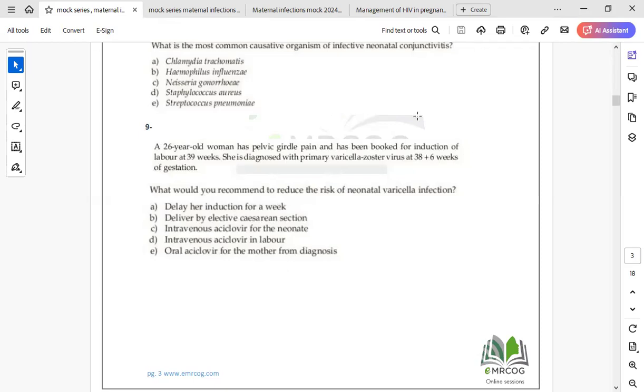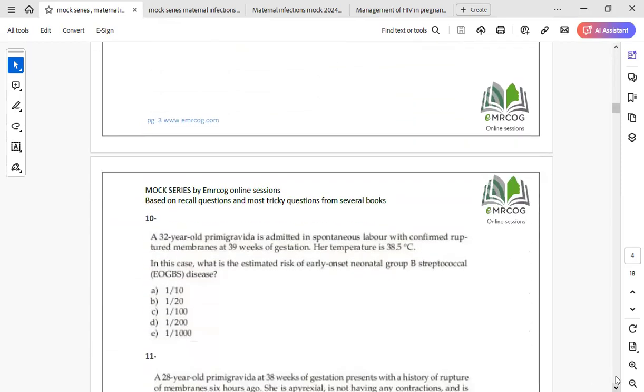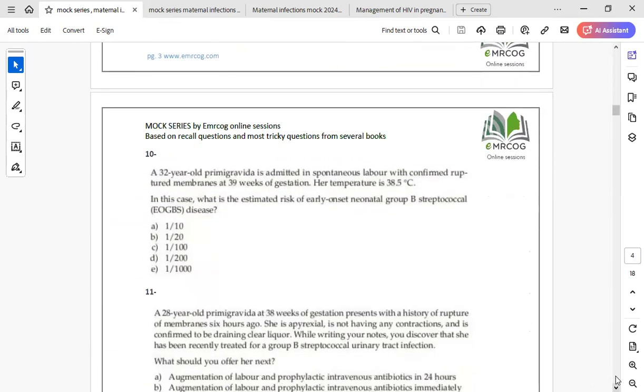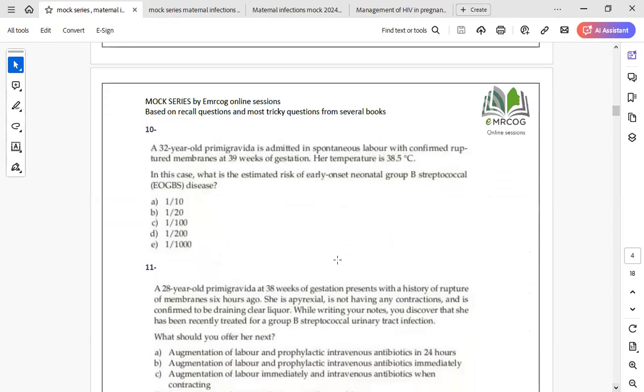Okay, but according to this scenario, the best next action is delaying. If she went into spontaneous labor, then the best immediate action would be IV acyclovir, of course. I'm just trying to open up scenarios with you according to how the question can come. And by the way, until now, this question is a recall. And it can come like this, and it can come in percentage, and it can come in decimals.